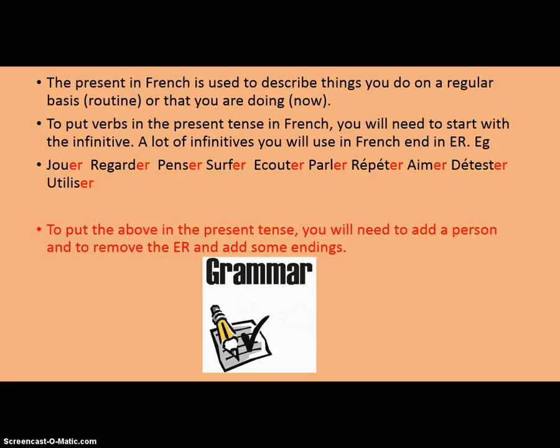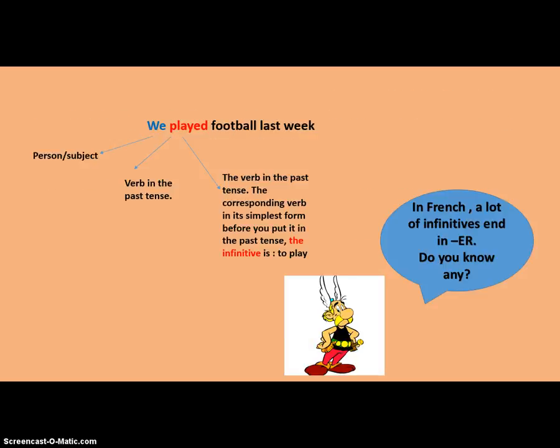Now, to put the above verbs in the present tense, so in order to say I play or I'm playing, we will need to add a person first, and then we will remove the ER from the infinitive and we will add some endings. Now, I'll come back to that in a minute.